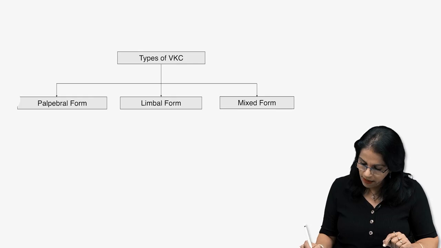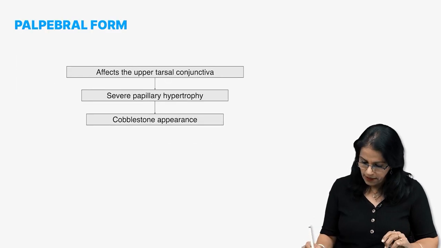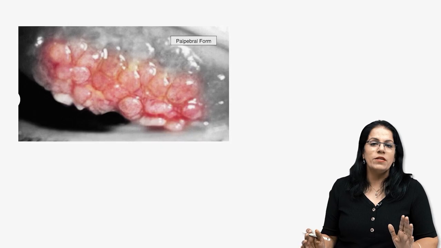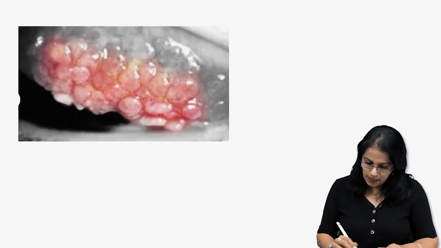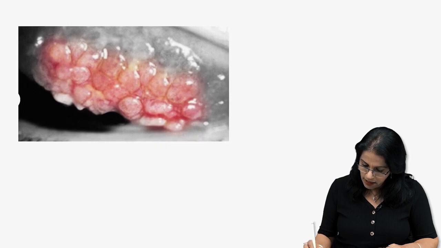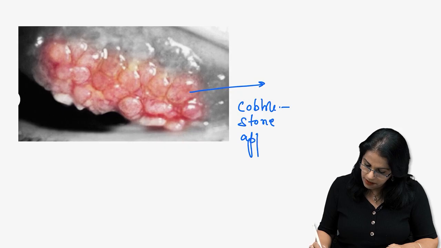So, again first is palpebral. When you say palpebral form, this is what you are getting. What is this? The raised papilla that is formed. This is what is called cobblestone appearance. Okay, when the papillary reaction is so severe, we call it cobblestone appearance.